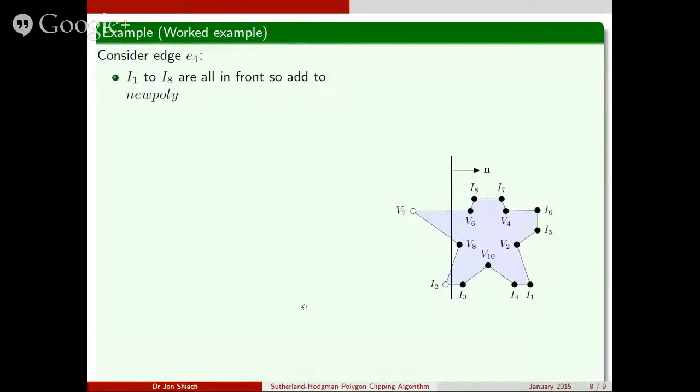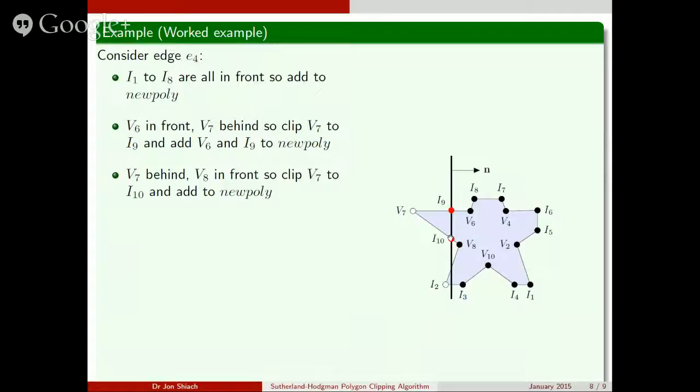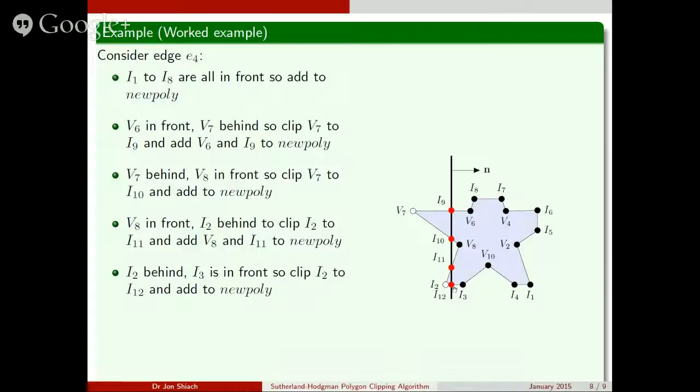And finally, we do the last edge. I1 to I8 are all in front, they're fine. V7 is behind. V6 is in front, so we clip V7 to I9, and we're also going to clip it to I10. V8 is in front, that's fine. I2 is behind. Now remember, I2 was a previous clipped point. Just because it's been clipped in the past doesn't mean it can't be clipped again. So I2 is clipped to I11, and it's also going to be clipped to I12.